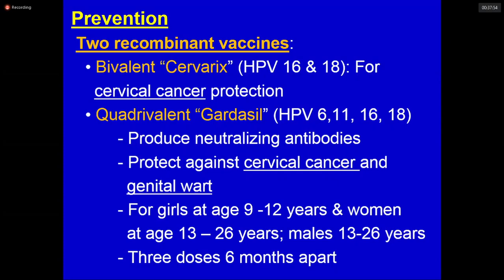It can be given to girls from the age of 9 to 12 years, and women from the age of 13 to 26 years. Also, males can receive this because they may also develop cancers, of the penis, for example, from 13 to 26. But mainly for females, three doses, 6 months apart. In some countries, every woman should be screened and given the vaccine. Cervical cancer is quite a dangerous cancer and may come early in life, not like other cancers that are delayed. It can be delayed, but it also may come early in the life of women.